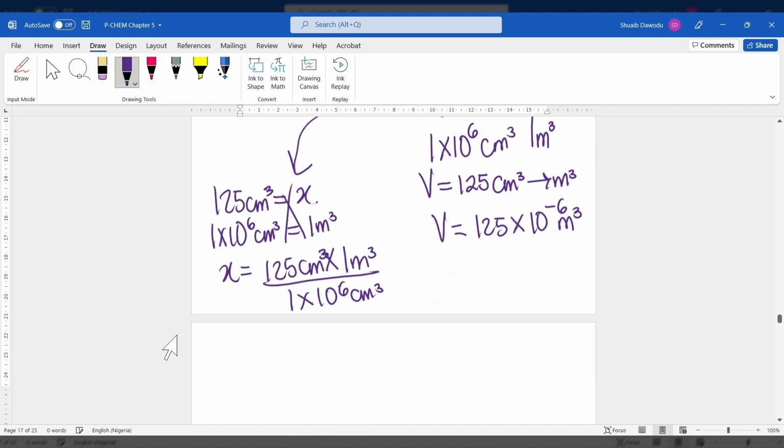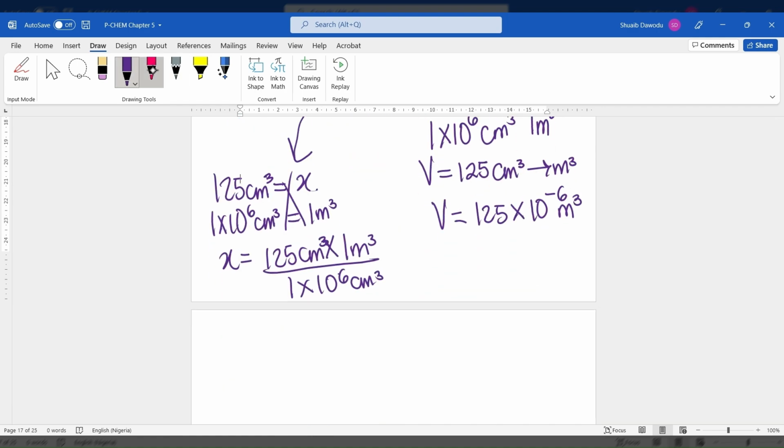So that's just how we did that. We cancel out the centimeter cube here, so you end up with 125 times 10 raised to the power of negative 6 meter cube. That's going to be the volume that we'll be working with.